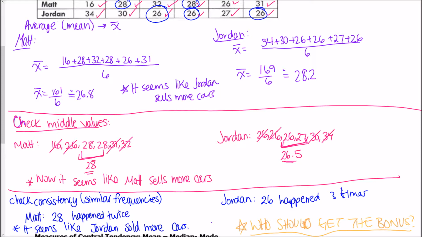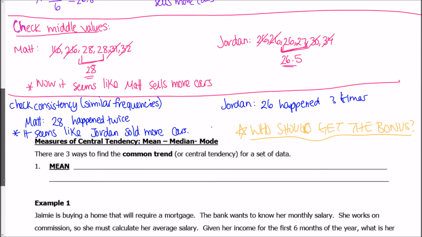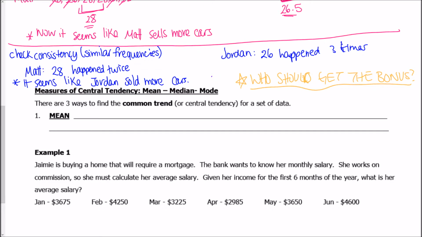Okay, all right, so now we're going to talk about measures of central tendency. So there's a mean, there's a median, and a mode. So there are 3 ways to find the common trend. That's what central tendency means for a set of data. So the first way that we can find information about common trends is by finding the mean. Another word for the mean is simply the average. And the symbol we'll use for it is X bar.